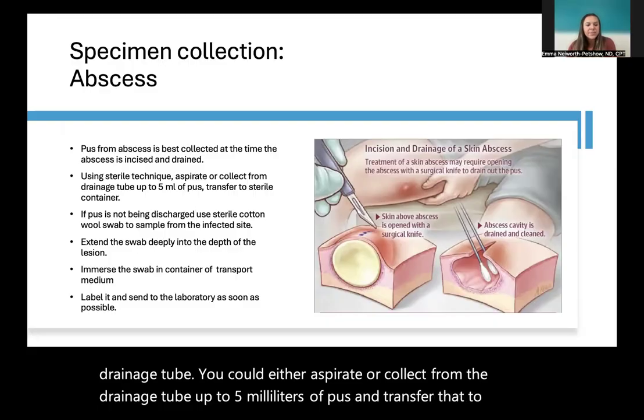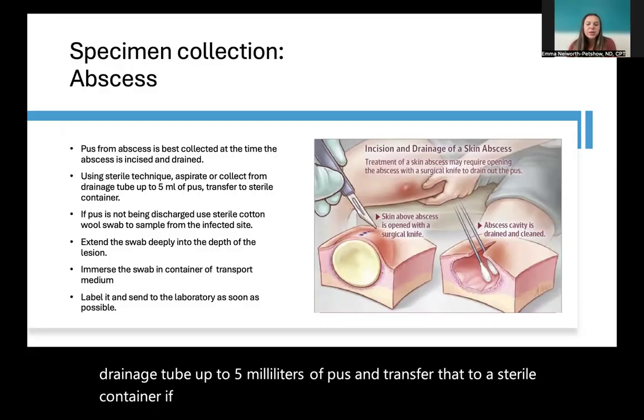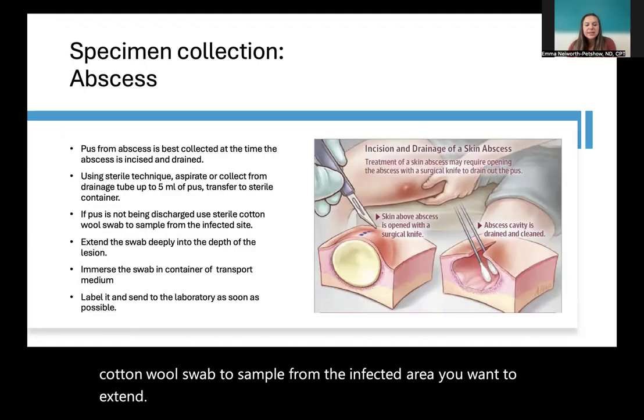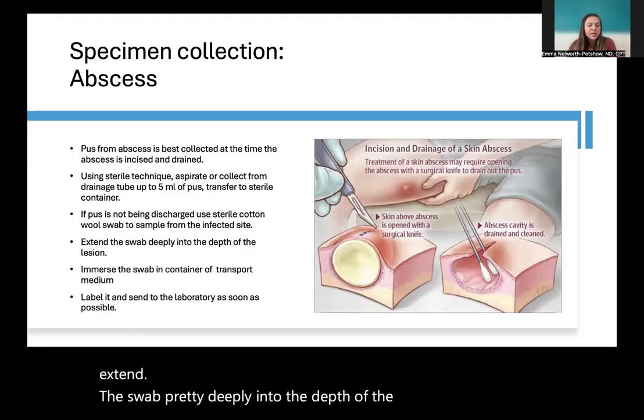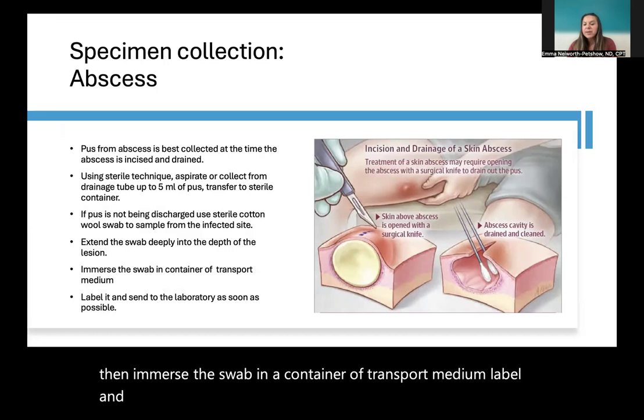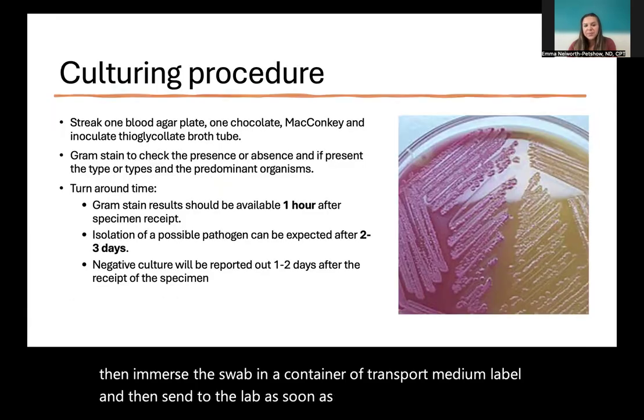If pus is not being discharged, you can use a sterile cotton wool swab to sample from the infected area. You want to extend the swab pretty deeply into the depth of the lesion, and then immerse the swab in a container of transport medium, label, and then send to the lab as soon as possible.